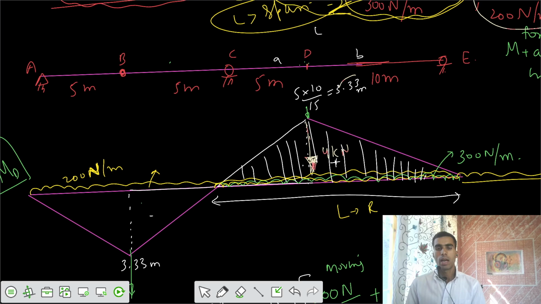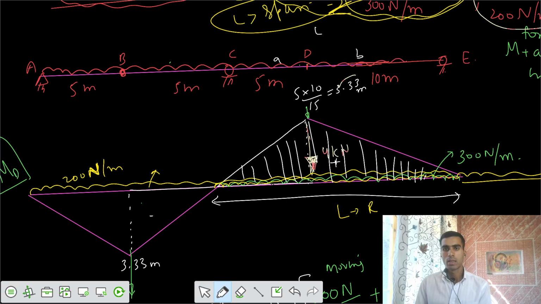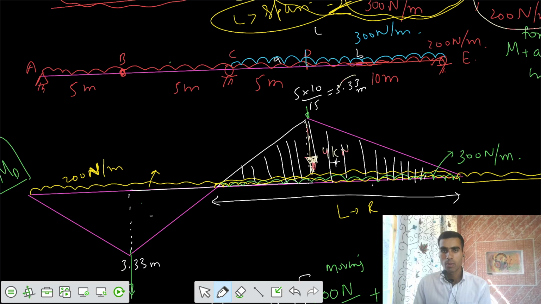If I want maximum bending moment at support D, I would say you have a UDL for the entire length with the intensity of 200 Newton per meter as a self weight. After that, you have some UDL acting for the positive side, equal to 300 Newton per meter. After that, if you want maximum moment at the point D, you apply concentrated load, sorry, you apply that concentrated 4 kilonewton at the support itself.